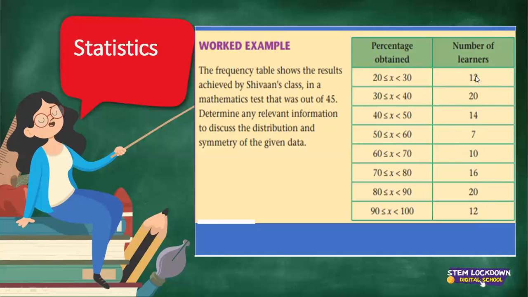So we need to find our n first. Our n means our total number. Adding up all this together, our sum of f. So we're going to say 12 plus 20 plus 14 plus 7 plus 10 plus 15 plus 20 plus 12. That would be 101, 111. We add all this together, I get 111. So 111 plus 1 divided by 2 to find our median.